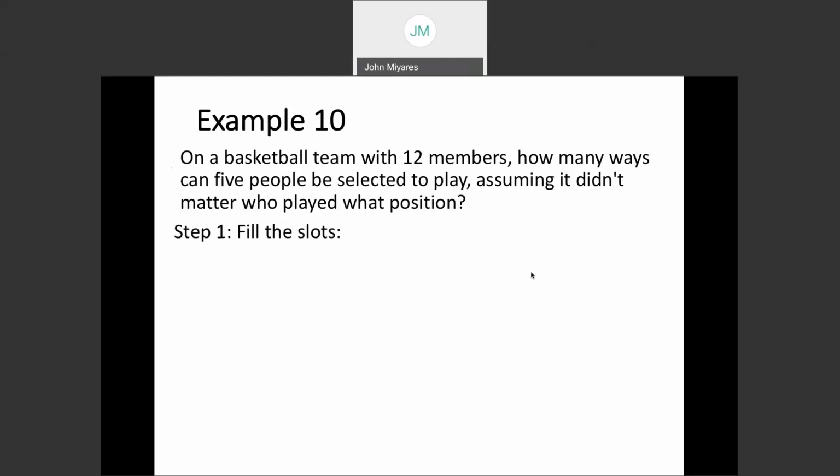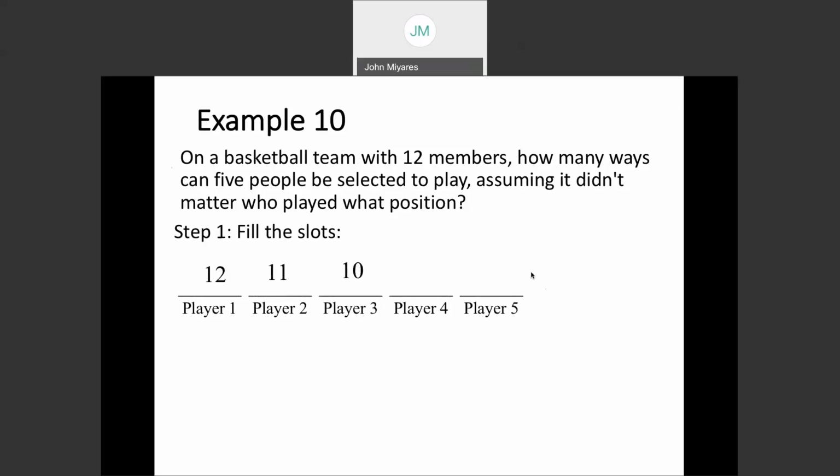So we'll start by filling the 5 slots just like we did before. And we'll start by picking one of the 12 to be the first person on the court. Then we'll see there's 11 people left, and then 10, then 9, then 8. Multiplying these all together still gives the 95,040 we had before.